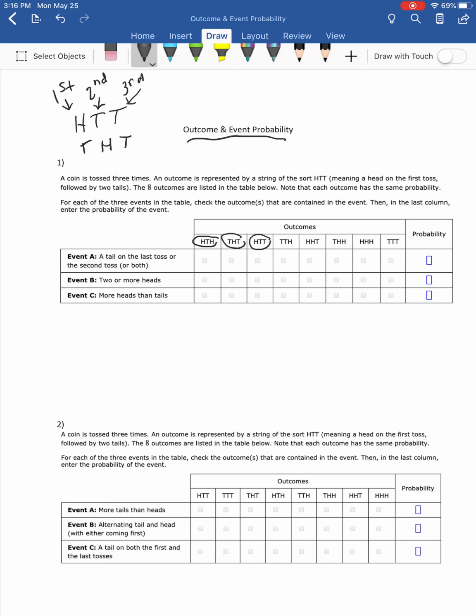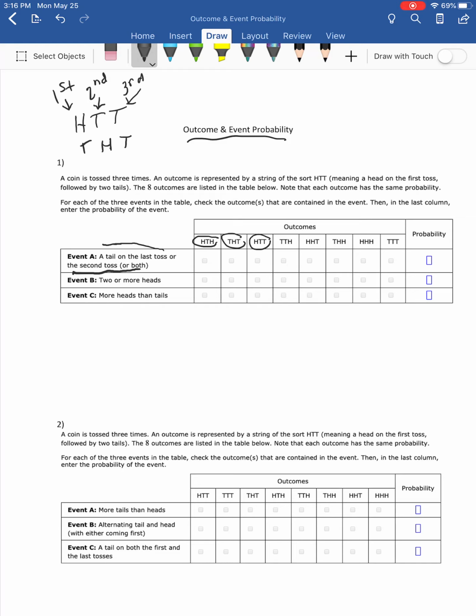A tail on the last toss or the second toss. So we want to look for the outcomes that have a tail on the last toss. So the last letter is going to be T, or on the second toss. So the second letter is going to be T, or both. So we don't care about the first toss. We're only looking at the second or third. You have to have a tail on the second, third, or both.